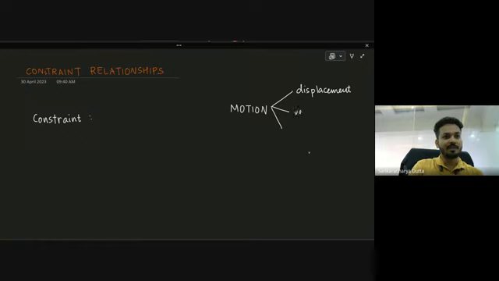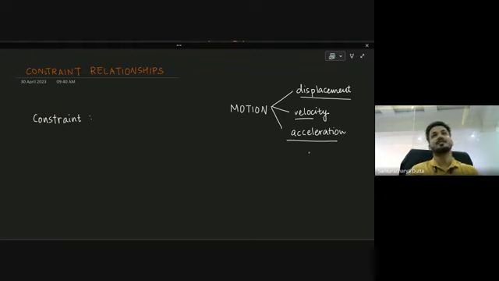Okay. Velocity. And guys, tell me. Acceleration. Okay, so these are the parameters that will be put under constraints because of an external agent, because of a limitation. So that kind of motion is known as what? This is known as the constrained motion.